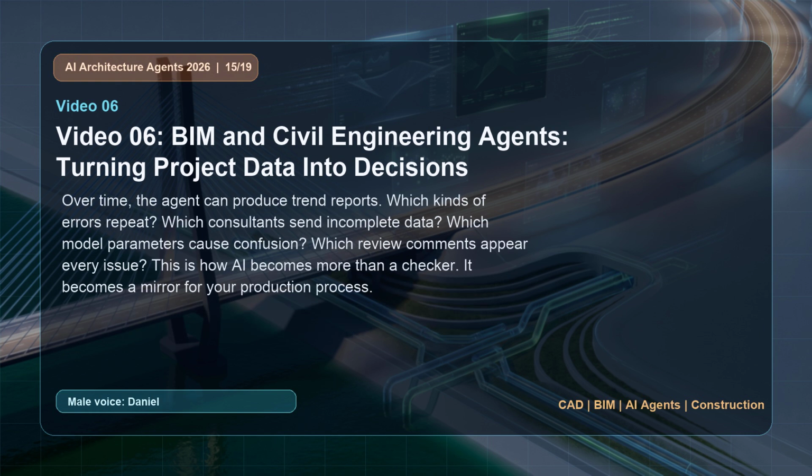Over time, the agent can produce trend reports. Which kinds of errors repeat? Which consultants send incomplete data? Which model parameters cause confusion? Which review comments appear every issue? This is how AI becomes more than a checker. It becomes a mirror for your production process.